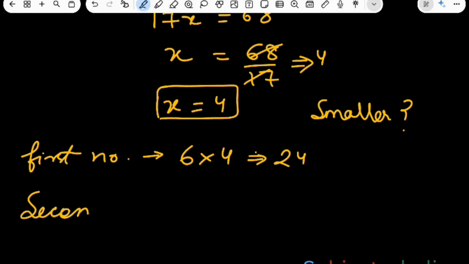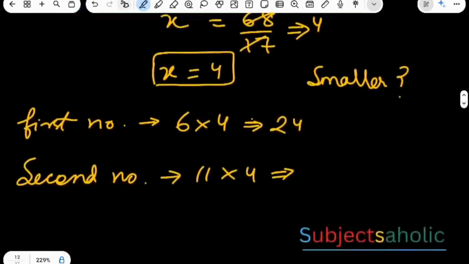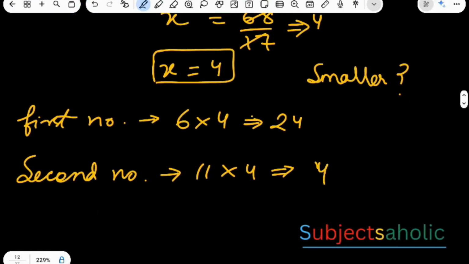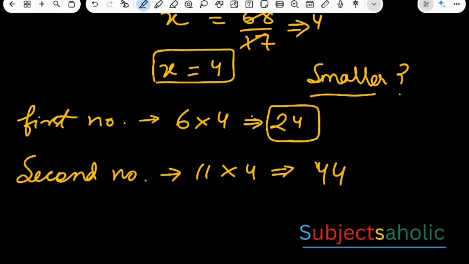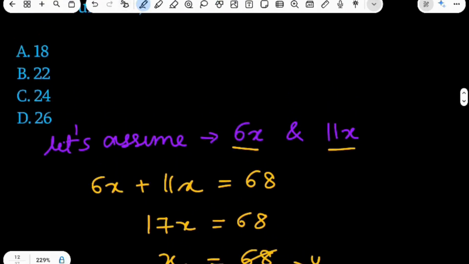Second number, our second number is equal to 11 multiply by 4, that is equal to 44. We are asked for the smaller number, which is equal to 24. So this will be our output. Let's choose this among the options. So 24, option C is correct.